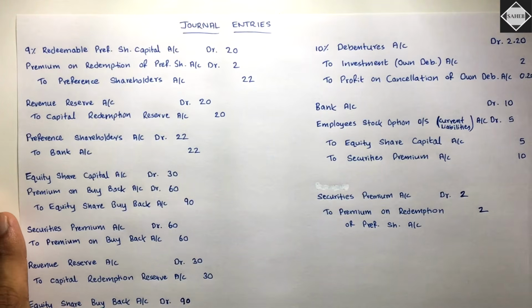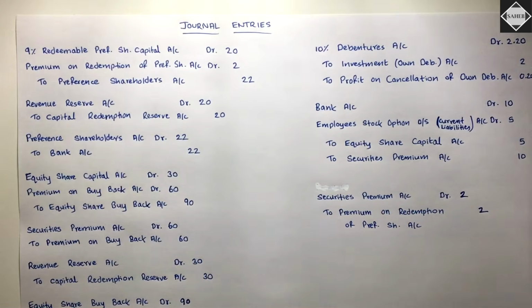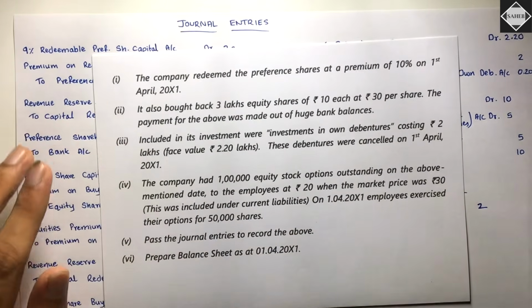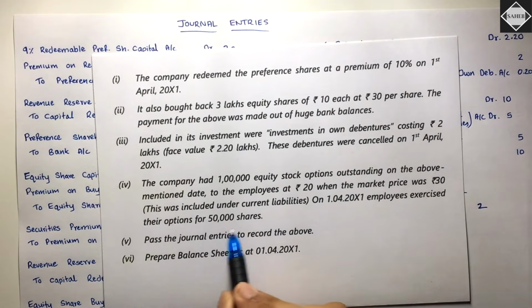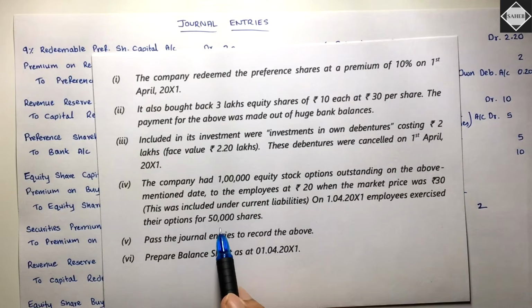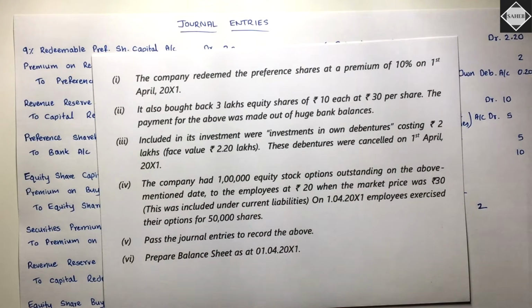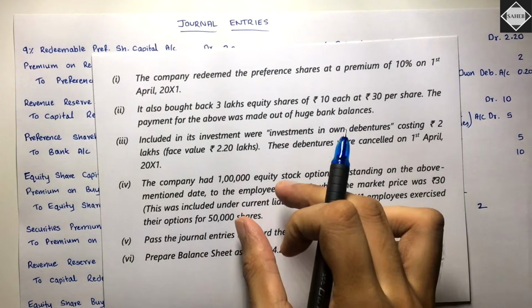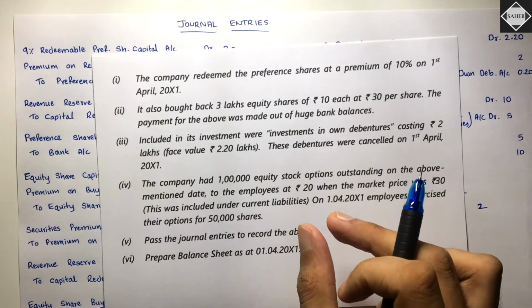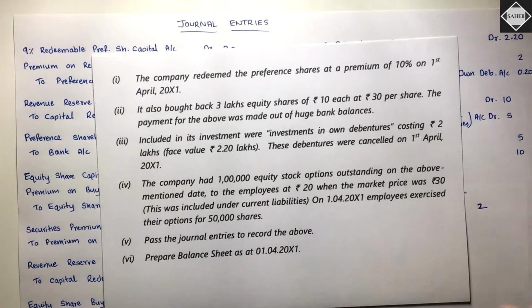Sir, why are we not passing the lapse entry? In the question, in this fourth point, they told us that 50,000 shares were subscribed. Yeah, employees exercise their option and they subscribe for 50,000 shares. What about the remaining 50,000 shares? What happened to that? See, understand, the question hasn't specifically talked anything about that, whether they have been lapsed or something.